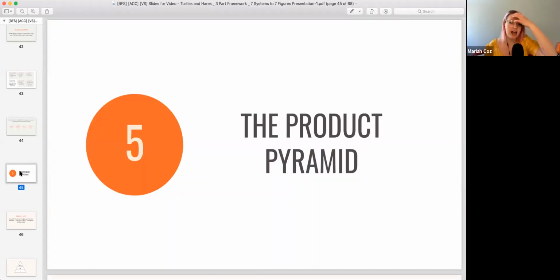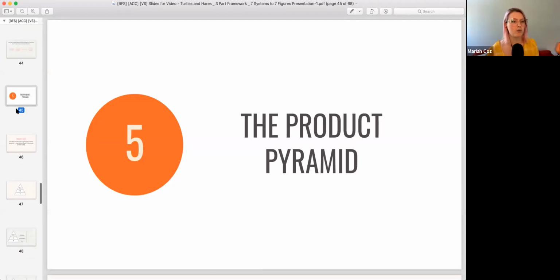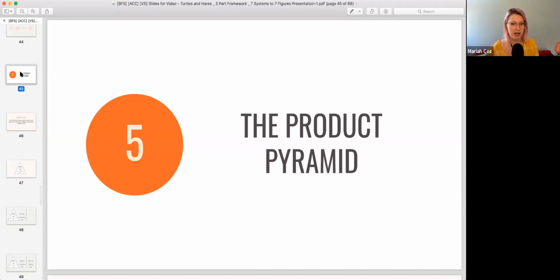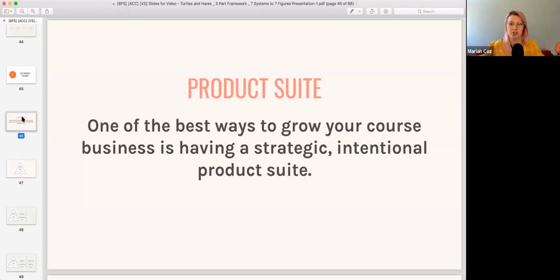Okay, so the next thing we're going to talk about is the product pyramid, which is what we call your product suite because it looks like a pyramid. Number 5 is the product pyramid, and this product suite, building out your product suite, adding in upsells, downsells, cross sells and back-end offers and all those things. This is one of the best ways to grow your course business: having this strategic, intentional product suite.